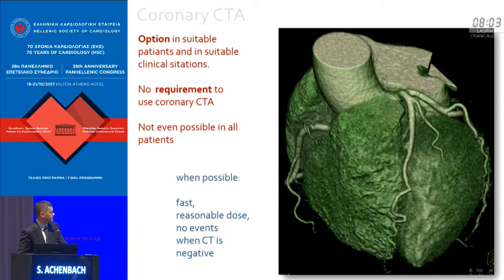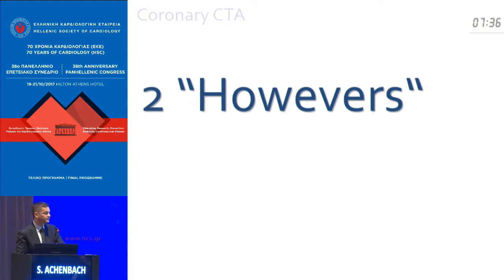But in many other situations, we have a tool that is very fast, has a reasonable radiation dose. It's extremely reliable to rule out coronary stenosis and has fantastically high prognostic value. We know for sure from very, very large patient cohorts, 10,000 patients, 35,000 patients, that if coronary CTA is normal, patients will not have events and they don't need any further treatment or management. So it's a fantastic tool that we have at our fingertips, but we need to be realistic. I think you want me here, so I give you a realistic view of coronary CTA.